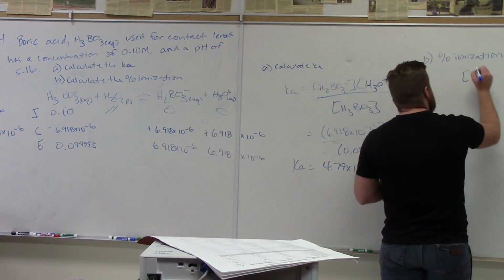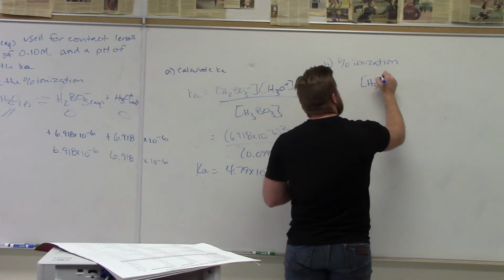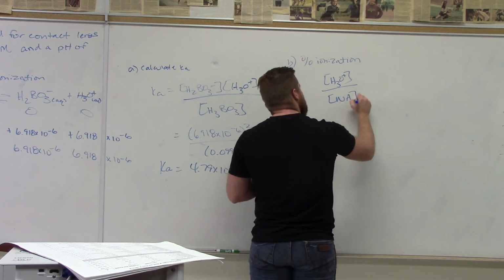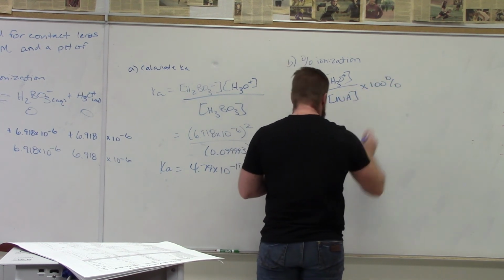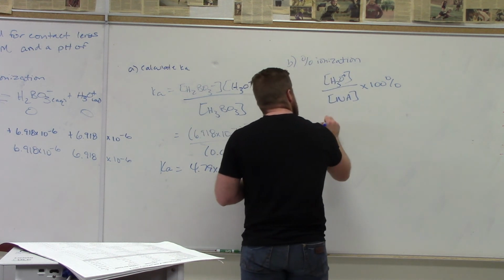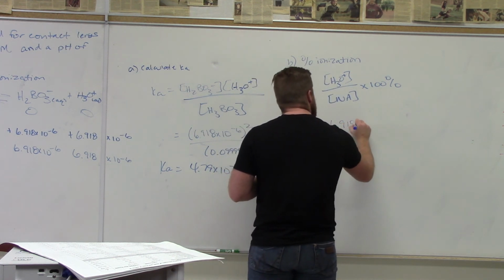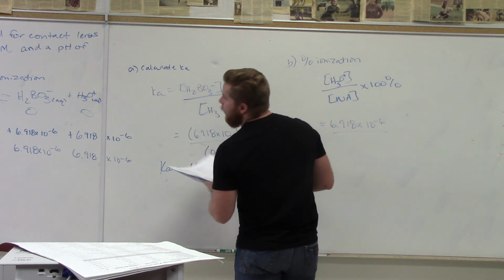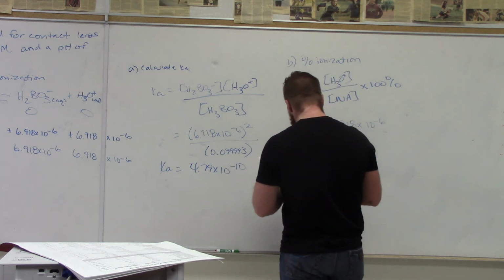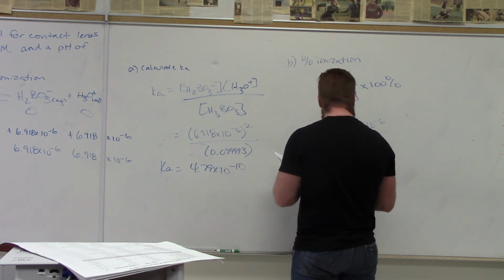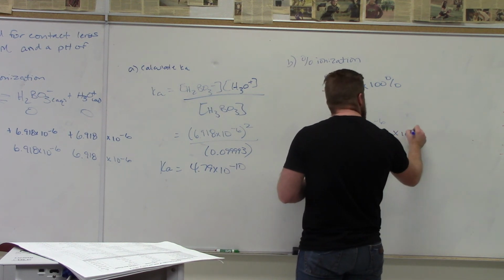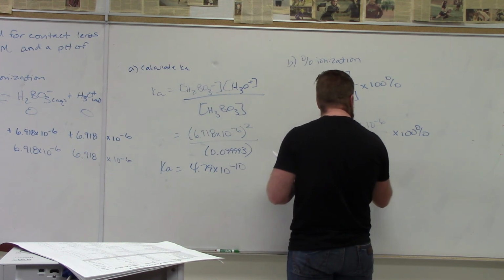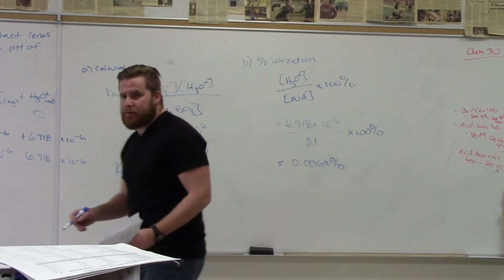My percent ionization is the concentration of H3O plus over concentration of the weak acid times 100%. And that equals 6.918 times 10 to the negative 6 over what we had initially, which is 0.1, times 100%, and my percent ionization is 0.0069%.